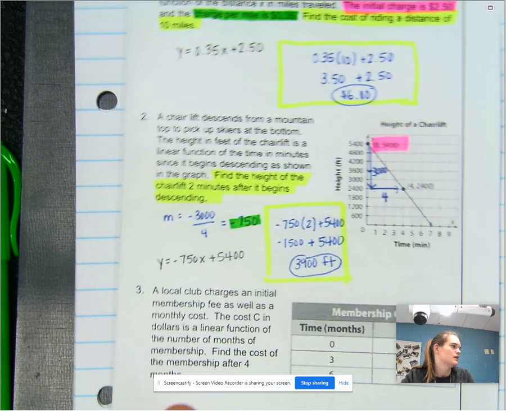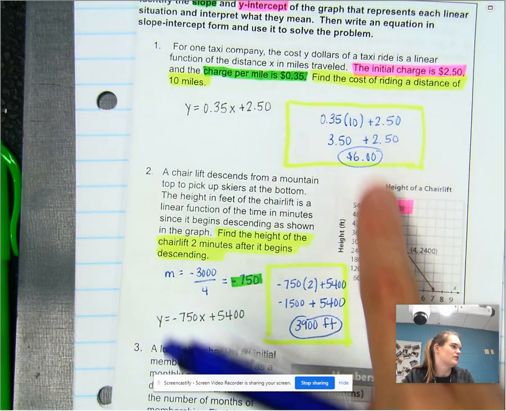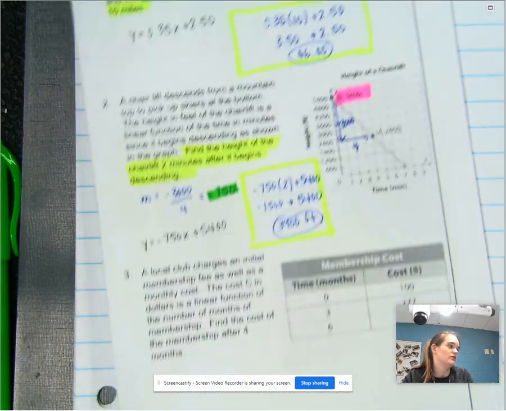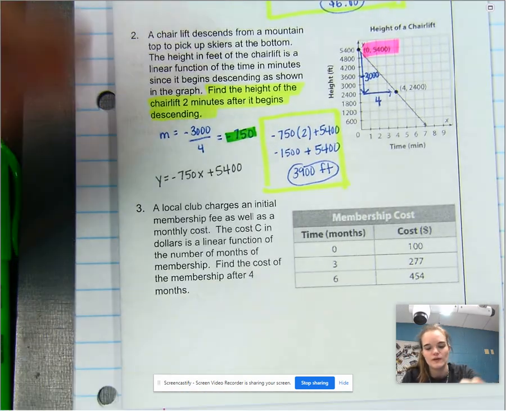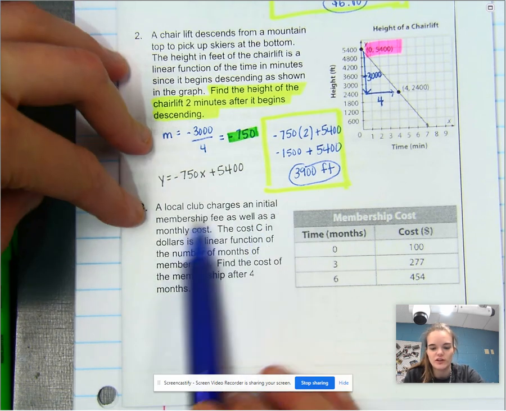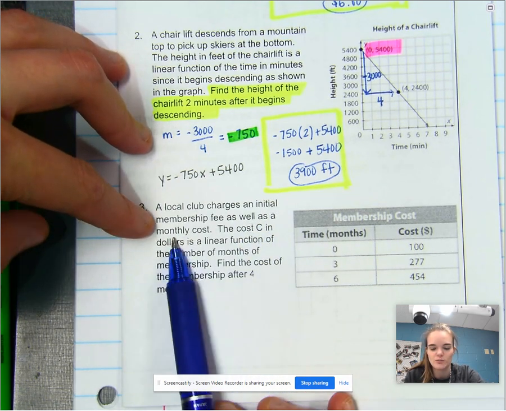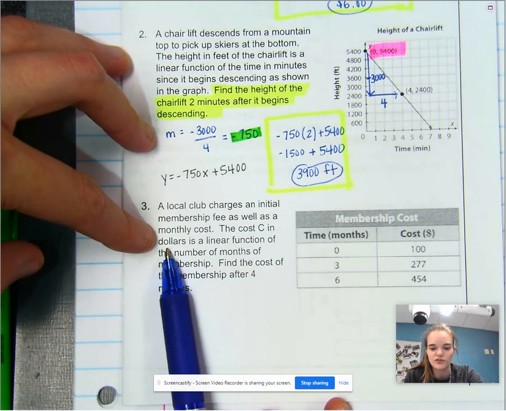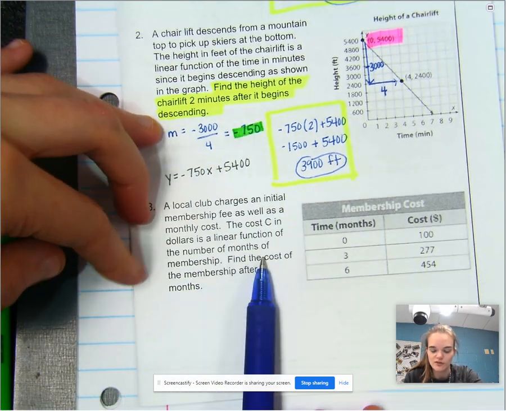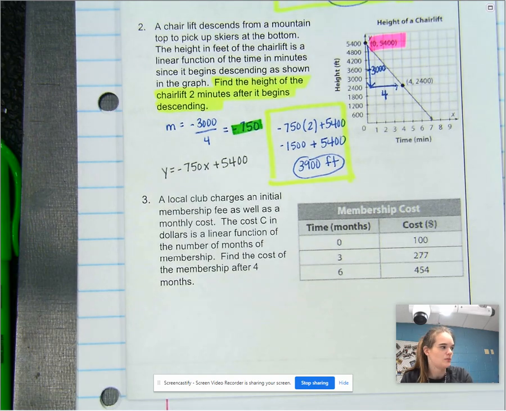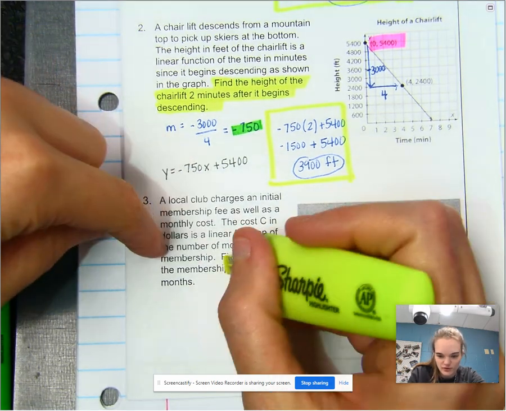Number 3. So we had a description, we have a graph, now we're going to have a table. We can still find the slope. Ain't going to kill us. We can do it. You can do it. I know you can. A local club charges an initial membership fee as well as a monthly cost. The total cost C in dollars as a linear function of the number of months of membership. Find the cost of membership after 4 months.